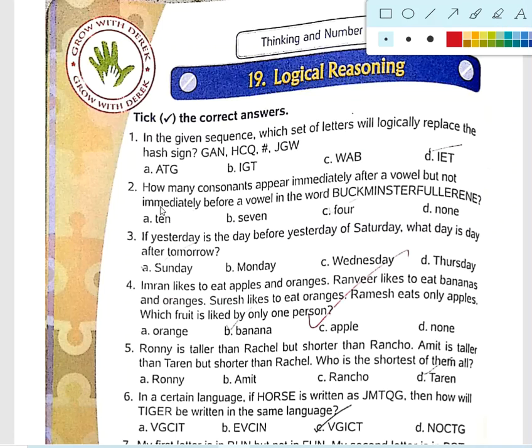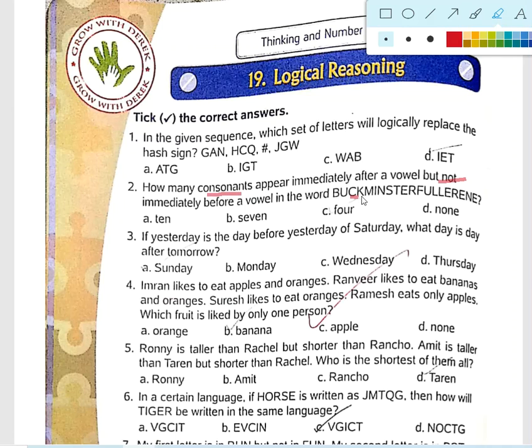Now we come to the next question. How many consonants appear immediately after a vowel but not immediately before a vowel in the word Buckminster Fullerene? So how many consonants are there which come after a vowel but not immediately before a vowel? Now let us see which comes after a vowel but not before a vowel.